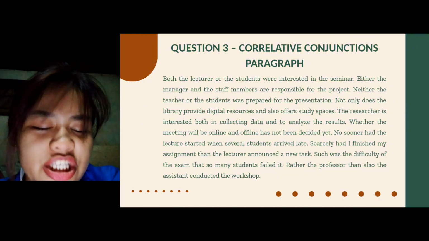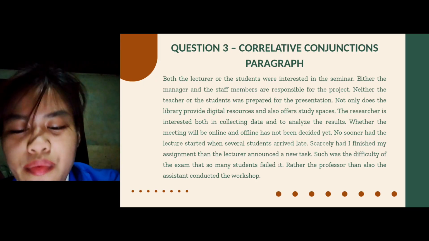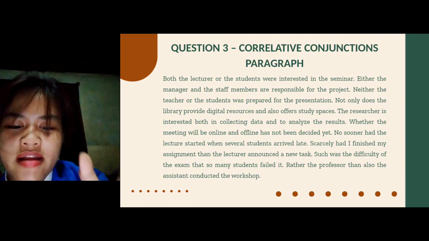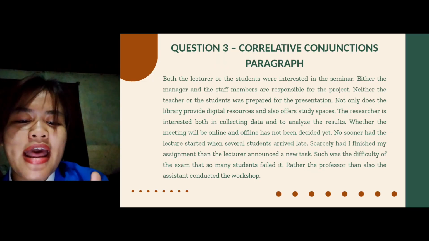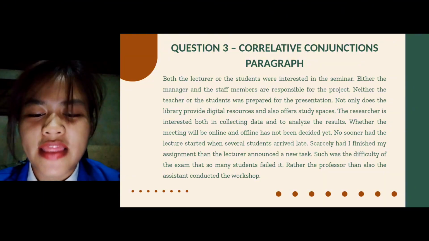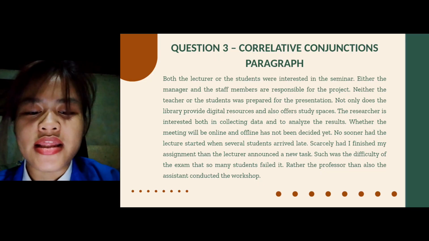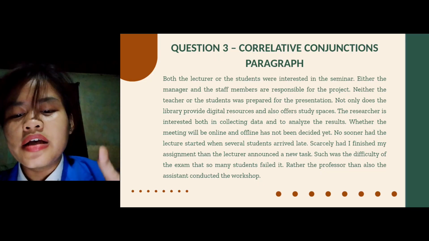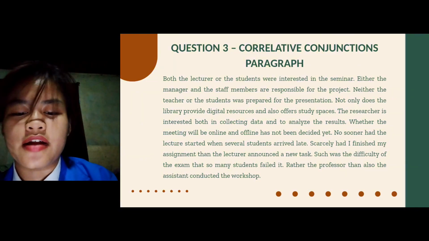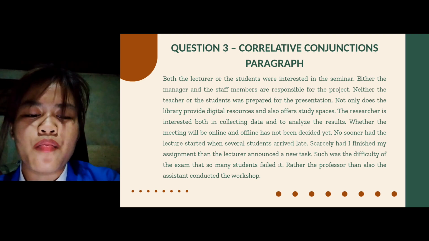The researcher is interested both in collecting data and to analyze the result. Whether meeting will be online and offline has not been decided yet. No sooner had the lecture started when several students arrived late. Scarcely had I finished my assignment that the lecturer announced new task. Such was the difficulty of the exam that so many students failed it. Rather, the professor than also the assistant conducted the workshop.